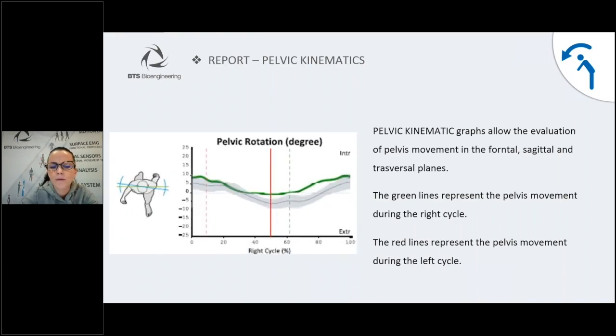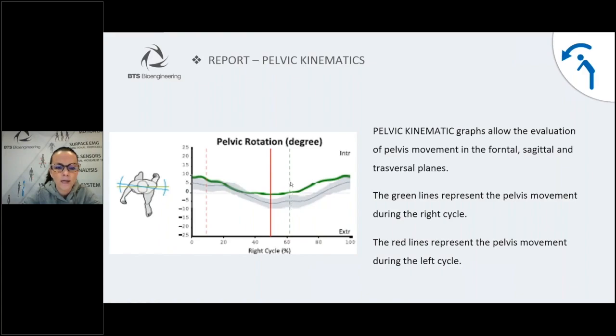Let's describe in more detail a single graph. For example, the one relating to the movement of intra and extra rotation of the pelvis on the transversal plane. But the same information can be applied to the other graphs. On the horizontal axis, a full gait cycle is shown from 0 to 100%. And in this case, it's the right gait cycle because we are looking at the movement of the pelvis in green during the right cycle.